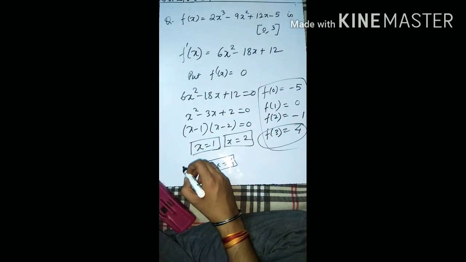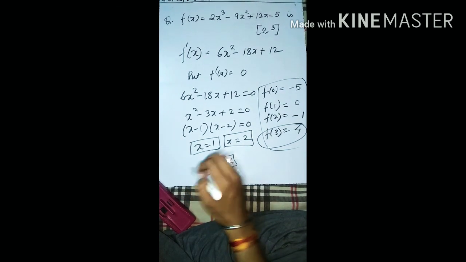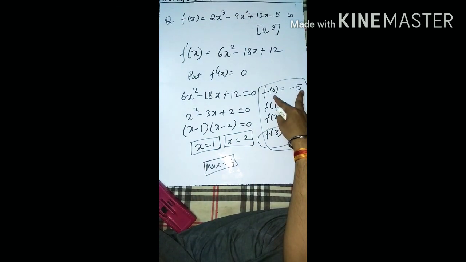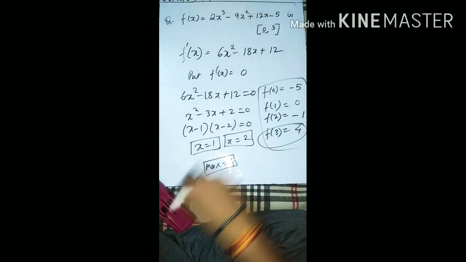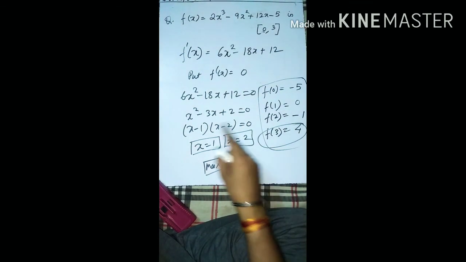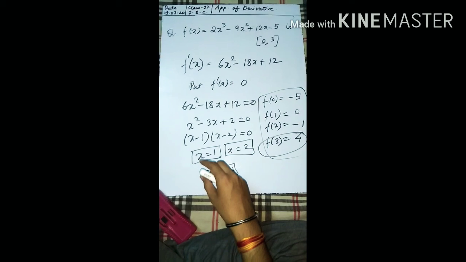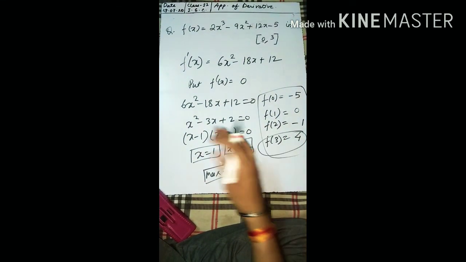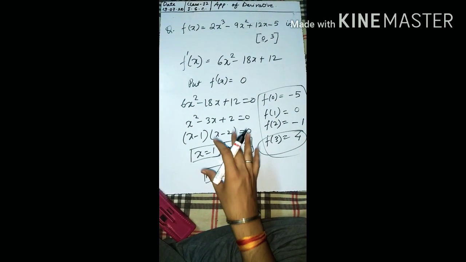And what will be the minimum value of this function? This will be minus 5. When you put x equal to 0, we'll get minus 5 as the minimum value. And the point of maxima is 3 and the point of minima is what? 0. Are you getting it?